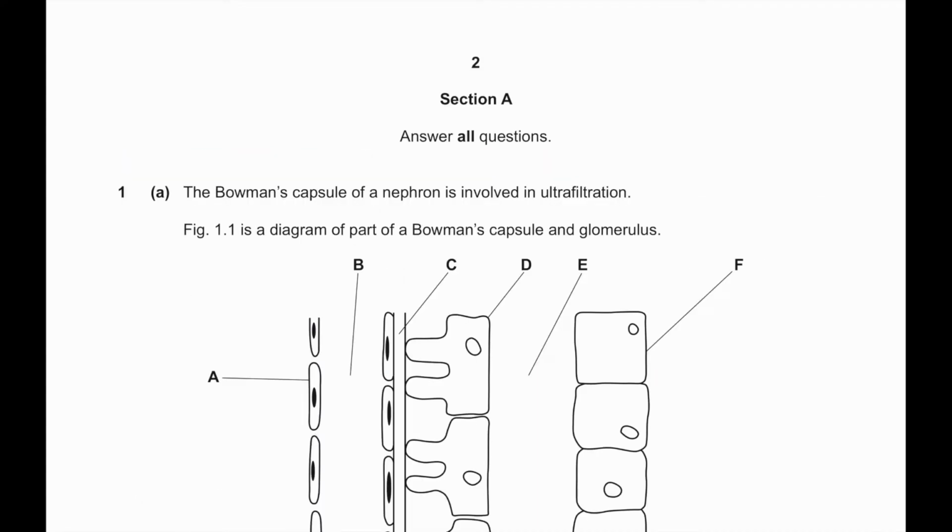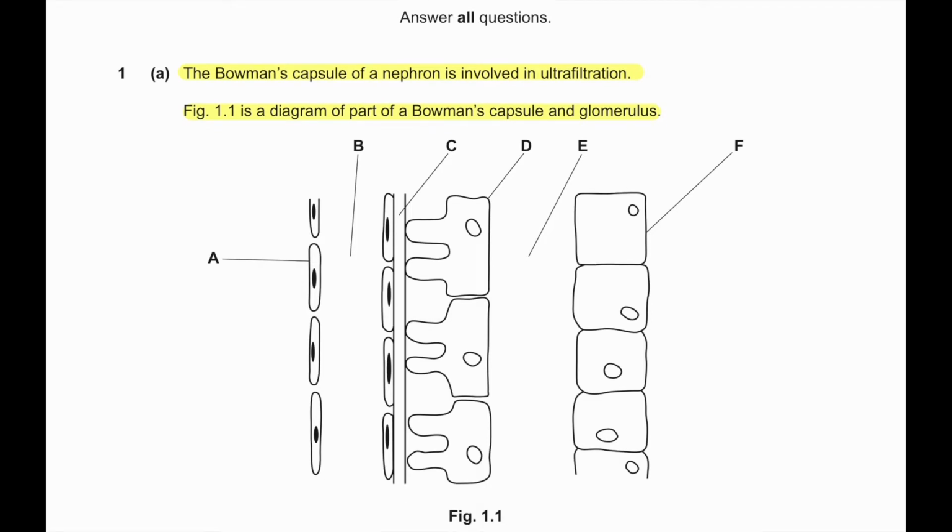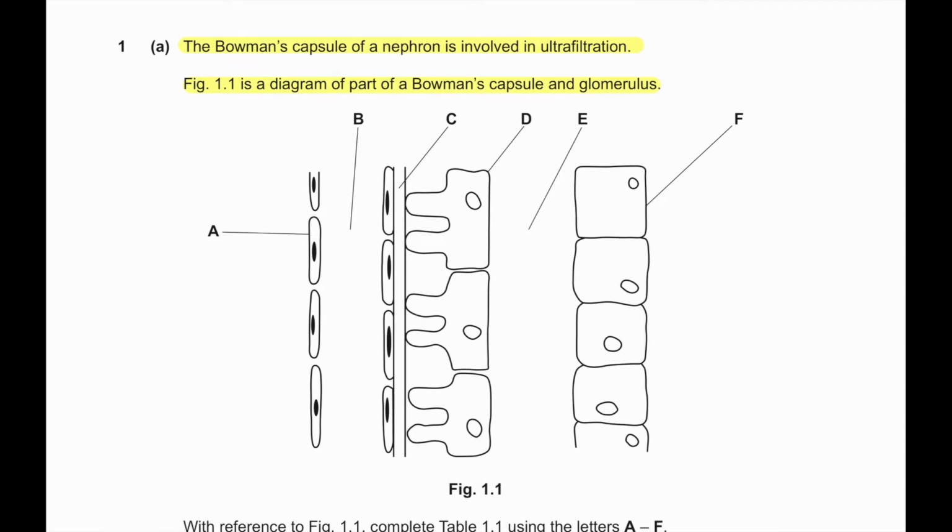Question number 1A. The Bowman's capsule of a nephron is involved in ultrafiltration. Figure 1.1 is a diagram of a part of a Bowman's capsule and glomerulus. So we can see the capillary wall. A is basically the capillary endothelium cells. And we can say that B is capillary lumen. Alright. And C is basement membrane.